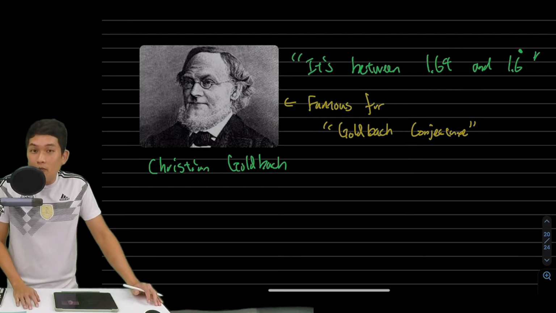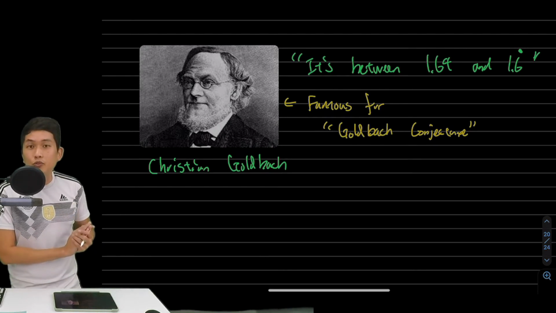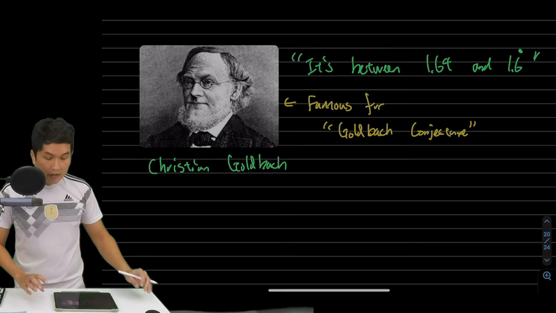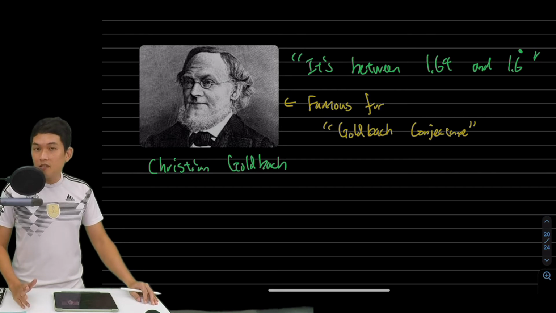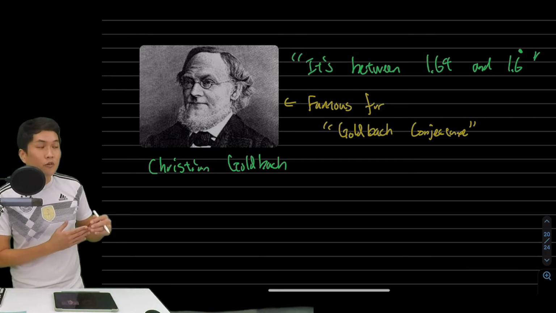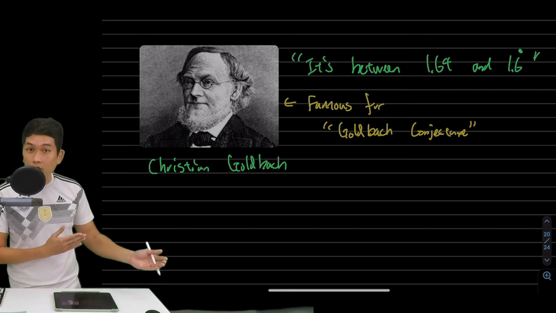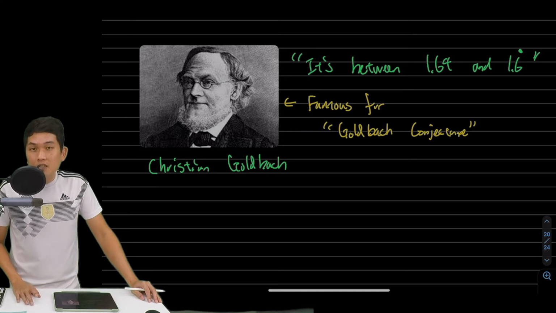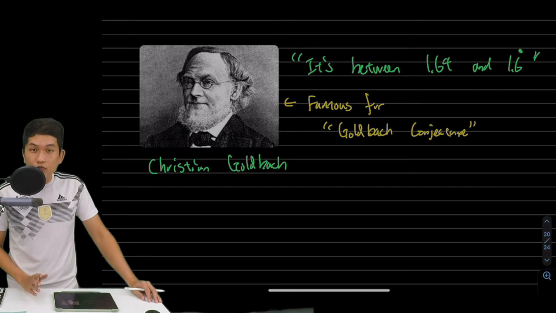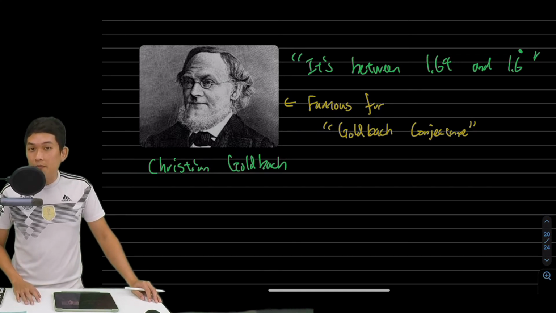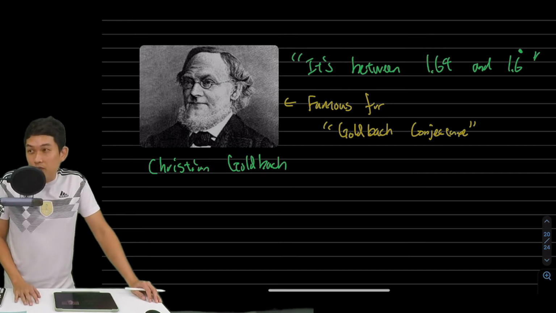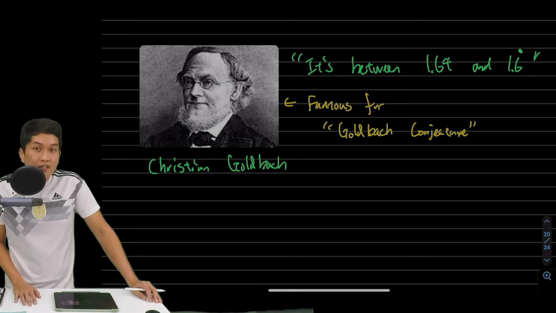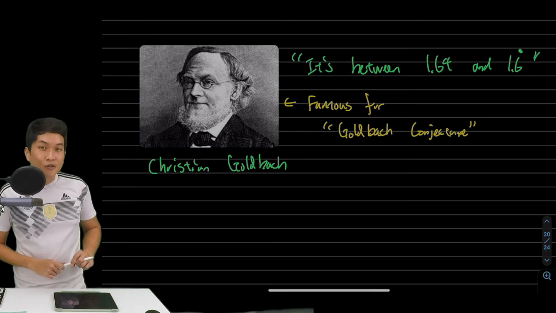Next, we have Christian Goldbach. He narrowed it down even further to between 1.64 and 1.6 repeating. Goldbach is famous for his conjecture, which means it's something that we have not proven to be true. We have not proven it to be false either, right? We just don't know whether it's true or not. He says that every even integer greater than 2 can be expressed as a sum of 2 prime numbers. I think we have checked up to 400 million or 400 billion by now, but we still don't know whether it's true or not. So that is Goldbach for you.